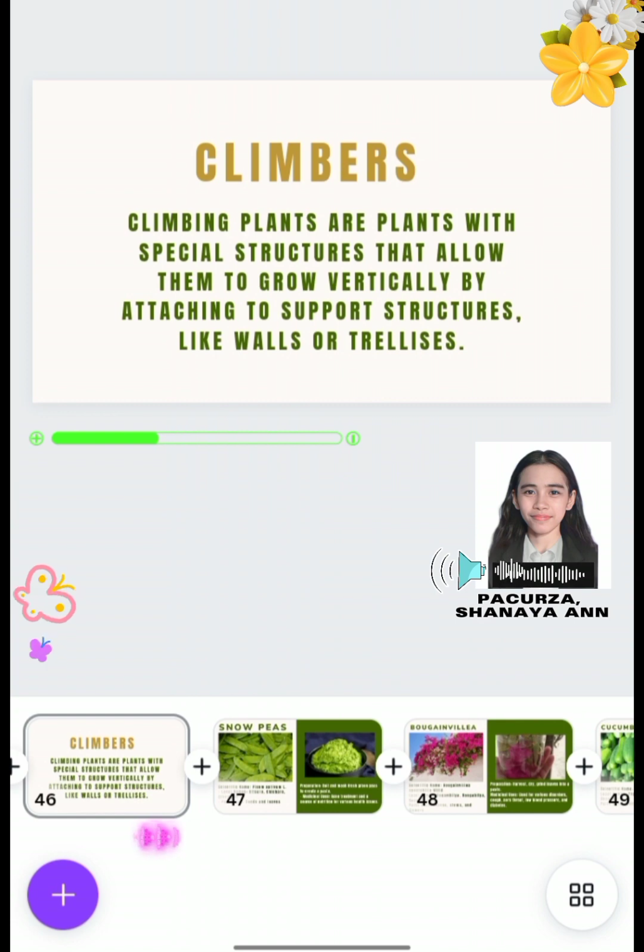The last classification of medicinal plants are climbers. These climbers are climbing plants that have special structures that allow them to grow vertically by attaching to support structures, like walls or trellises.